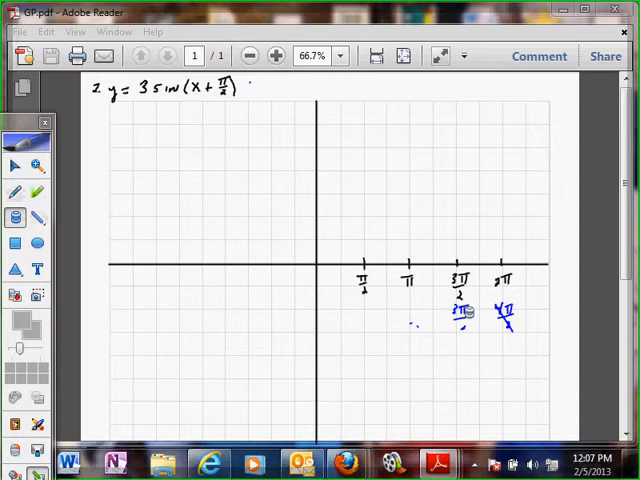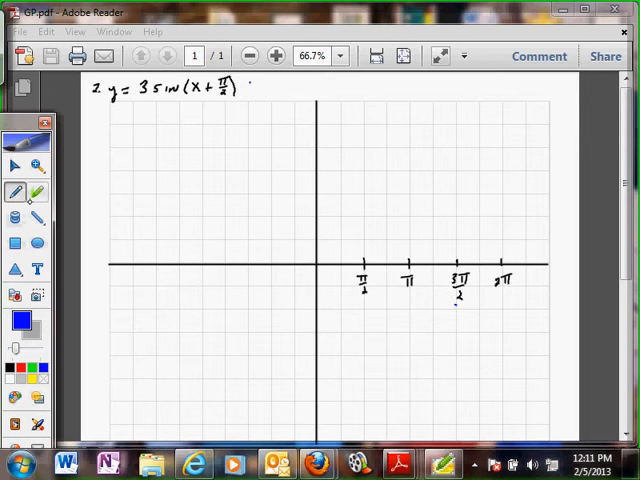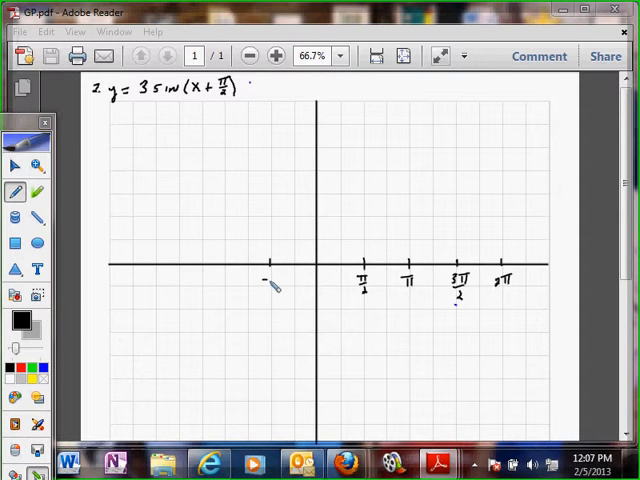Okay, now I'm going to need some negative values because I can see in my problem that I'm going to have the horizontal shift left pi halves units. So I'm going to create some pi halves units over here. So if this is pi halves, this is negative pi halves. If this is pi, this is negative pi, and so forth. And then this will be 1, 2, 3, 4, and so on.